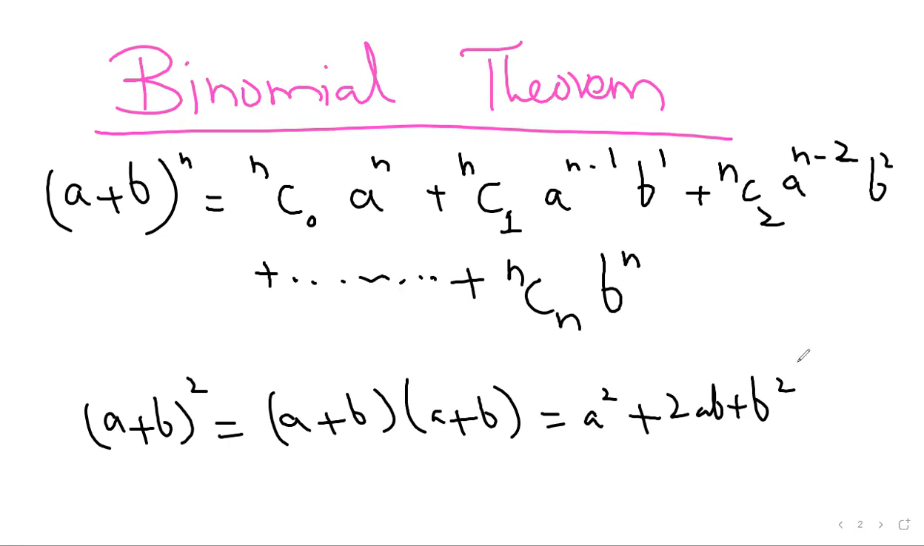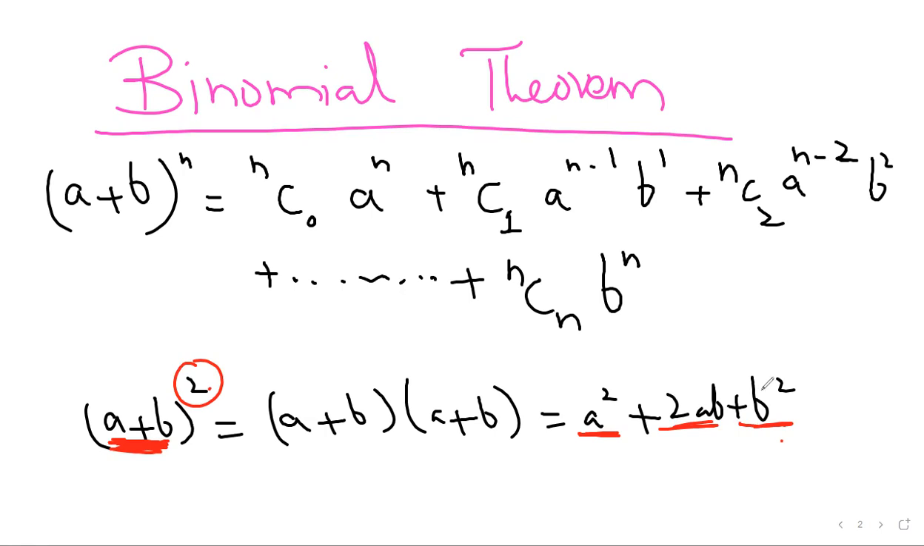The first one, try to understand. Whenever we have power 2, we always have three expansion terms. It means that the binomial has two terms, a plus b, and we have index 2. When we open it according to the perfect square formula, we get three terms. It means that the power is 2 and the expansion terms are 3.